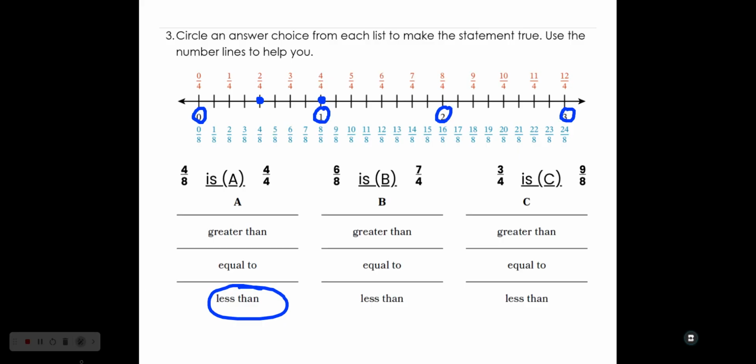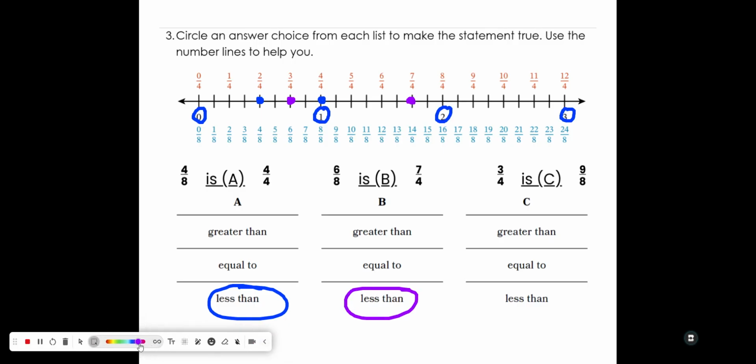All right, let's try number 6. And just so you can see it a little better, I'm going to change my color here, okay? All right, 6/8. So I'm going to find my 6/8 is right here. And 7/4. Let me find my 7/4. Oh, right there. So is this 6/8 greater than, equal to, or less than? Well, it's more to the left on my number line, so I know it is less than.